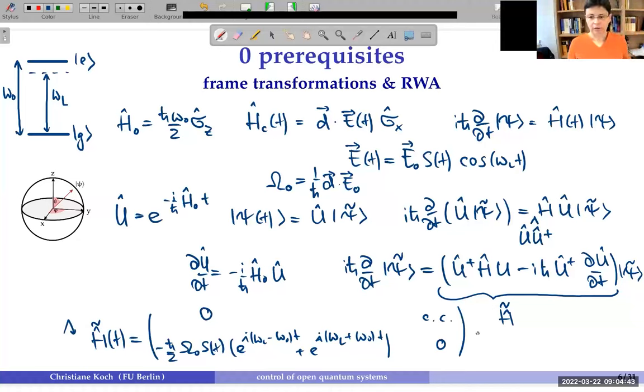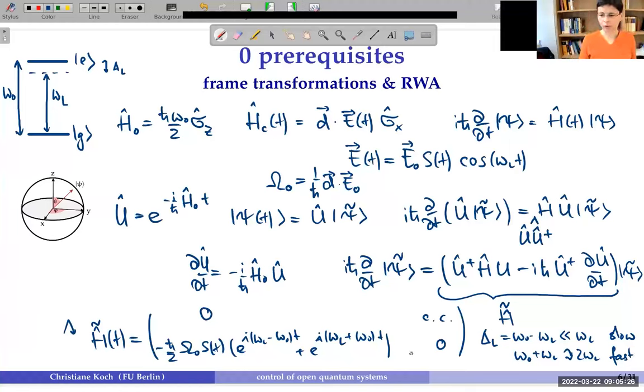And now we can take the so-called rotating wave approximation, because we assume that delta L, which is nothing but the difference between omega zero and omega L, is much smaller than the drive frequency. So that's a slow timescale, whereas the sum of the two is approximately twice the drive frequency. So that is fast. And now when we integrate our equation of motion, these fast oscillatory terms average to zero. So we neglect them, and that is the rotating wave approximation.